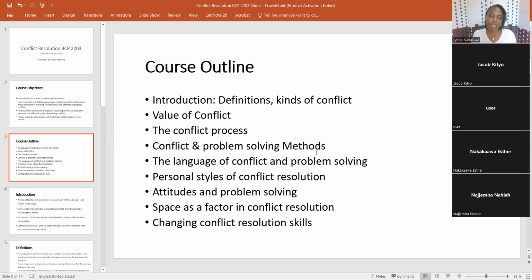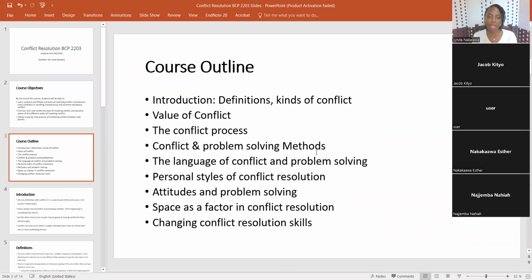We shall also look at conflict and problem-solving methods. Again, here we shall look at different ways of approaching this. Again, why do we look at different methods? Because conflict resolution as a subject has been studied, has been contributed to by different disciplines.